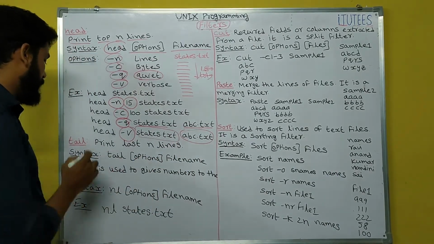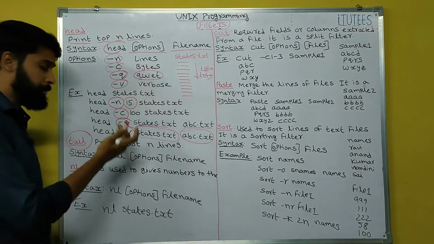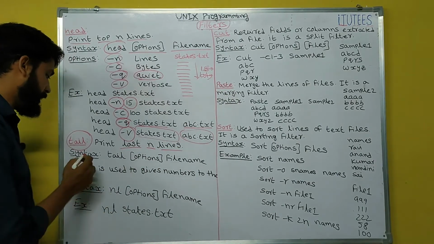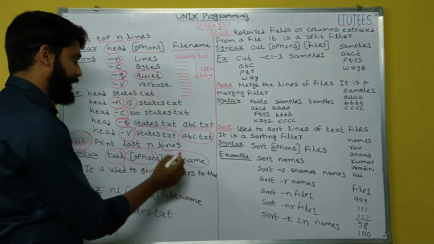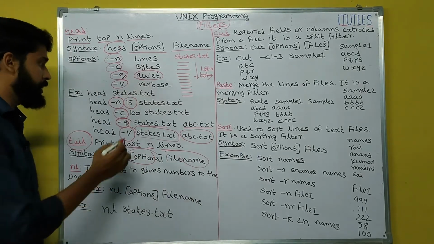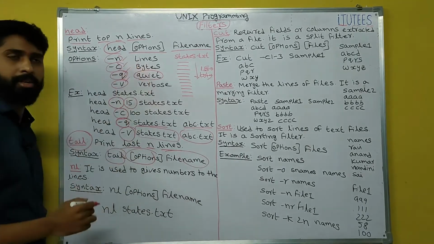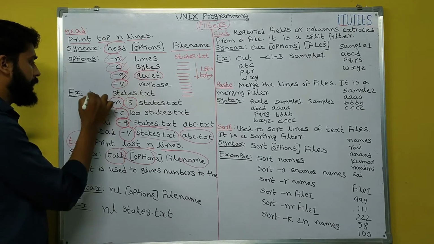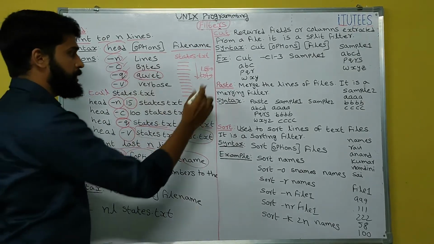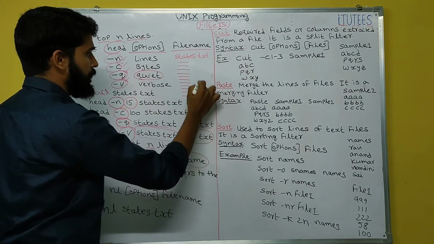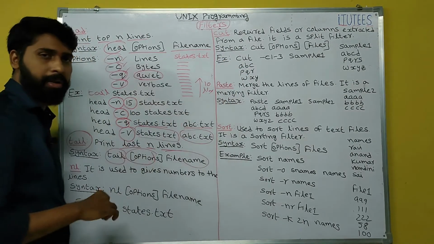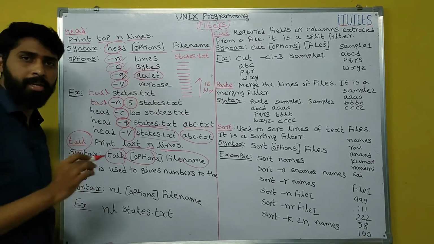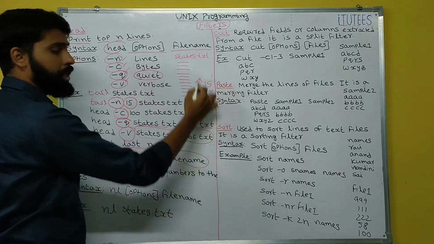Okay. Next, the tail command. As the name implies, it prints the last n lines. The syntax is tail, options, file name. The same options we use in the head command: -n, -c, -q, -v. By default, if you give tail states.txt, then it prints the last 10 lines. Last 10 lines by default. If I use -n 15, then it prints the last 15 lines.